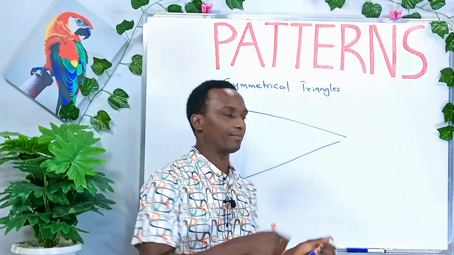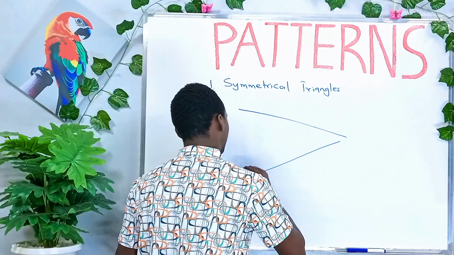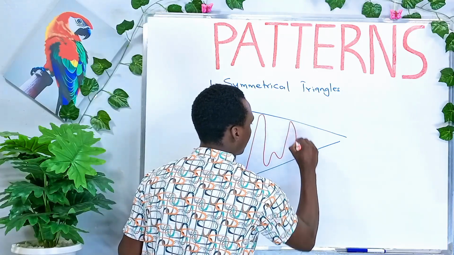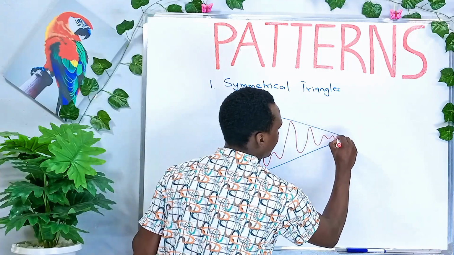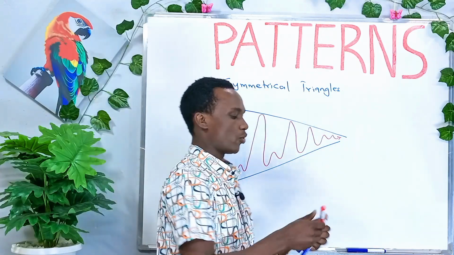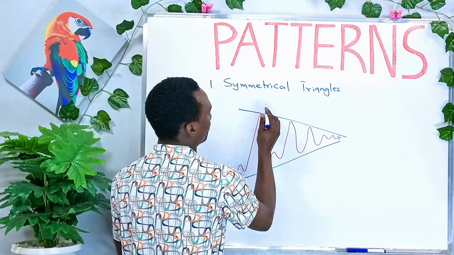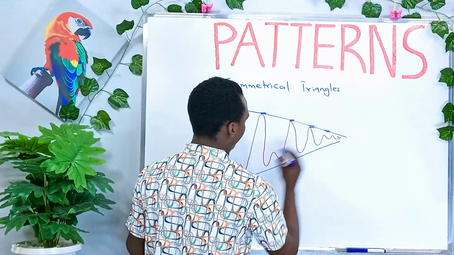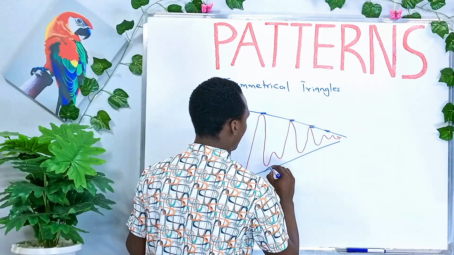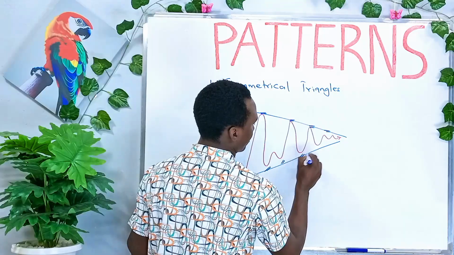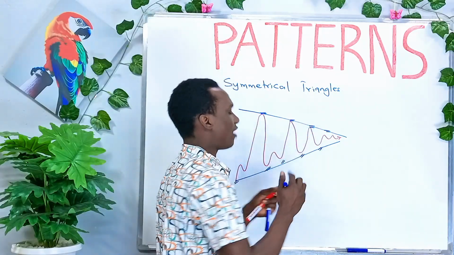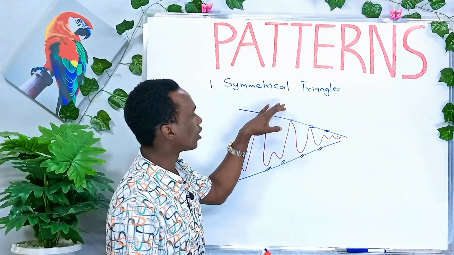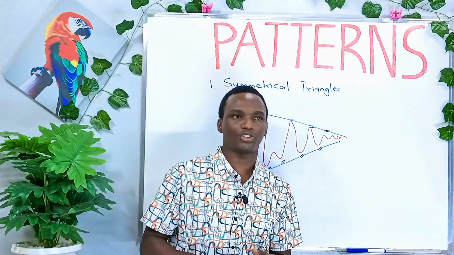Okay? What am I saying? If you have your price like this, you are having this slope as price highs, and this slope as your price lows. They are converging to form a triangle. Okay, this is what is called a symmetrical triangle.